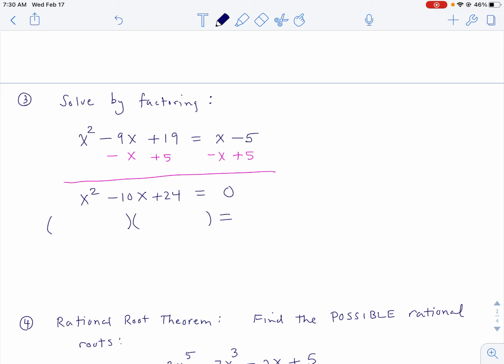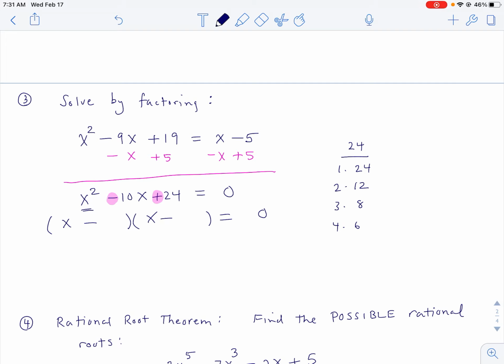A trinomial, 3 terms, we factor into 2 binomials. Because it's x squared out front, I need x times x in the first position. Now I got to multiply to 24 and add up to negative 10, so I kind of go to the side here. I list all my factors of 24. There's 3 times 8, 4 times 6. Because I have a plus here, the signs have to be the same. The minus here tells me they're both negative.